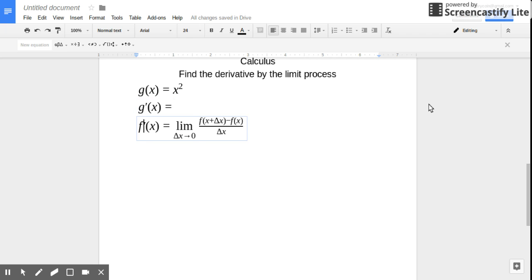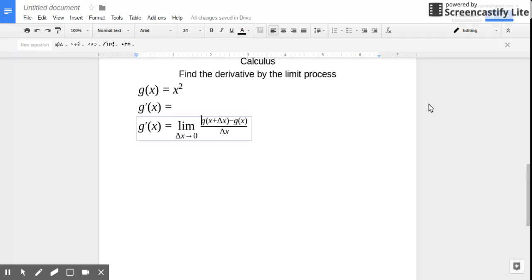Now, if we do this, we're still doing delta x. We can change that too if we want. And we'll just call it small g. Capital G, small g, it doesn't matter. I'm just going to show you that we can actually call these anything we want. Okay, so we want to find g prime of x, and we're going to use the definition of the derivative here. So what's the first thing we're going to be doing?